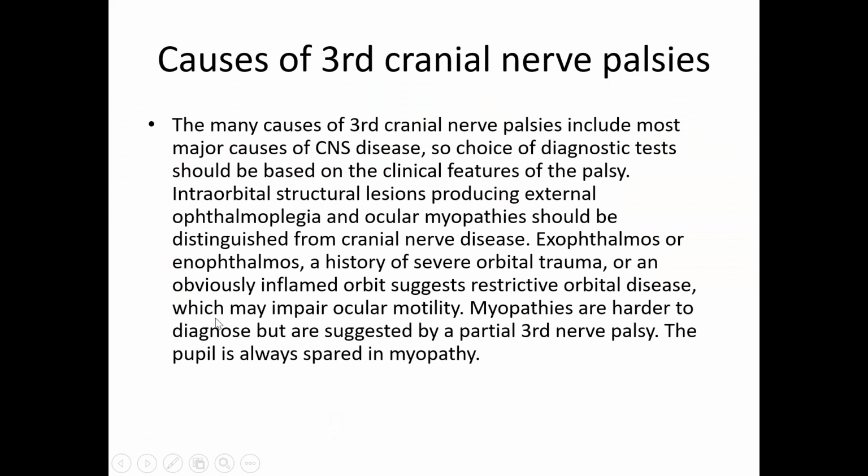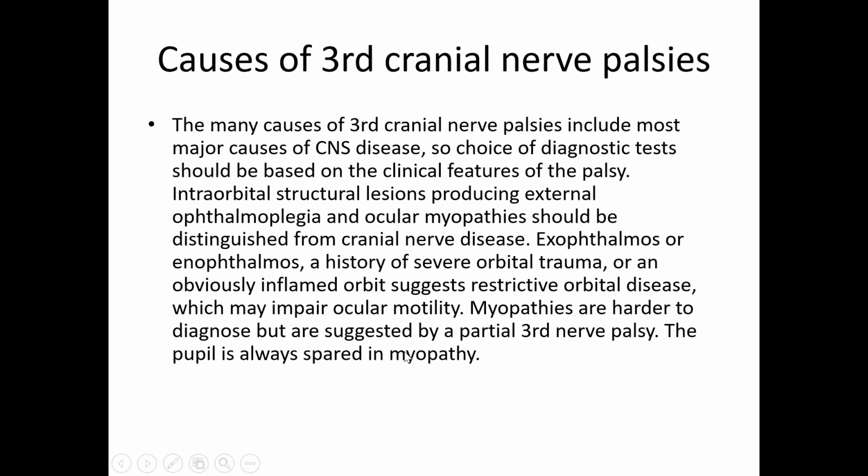Causes of third nerve palsies may be many, including most major causes of CNS disease. So the choice of diagnostic test should be based on the clinical features of the palsy. Intraorbital structural lesions producing external ophthalmoplegia and ocular myopathies should be distinguished from cranial nerve disease.